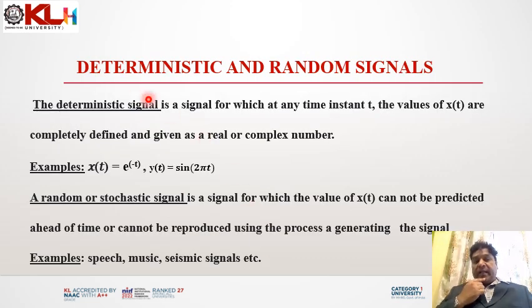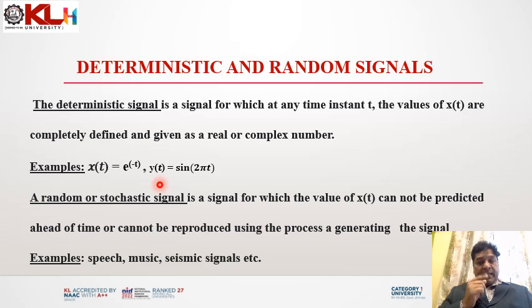Now we are going to discuss another classification of the signals, which is deterministic versus random signals. Now, what is a deterministic signal? A deterministic signal is a signal for which, for all the values of the time, the signal values, that is the values of x of t, are well defined, and these signals can be represented by some formulas. For example, x of t is e power minus t. For each and every value of t, we know what is the value of e power minus t. Therefore, the signal is well defined for each and every instant of time t.